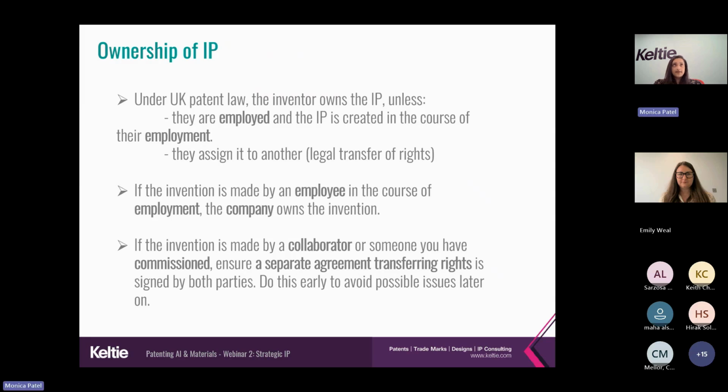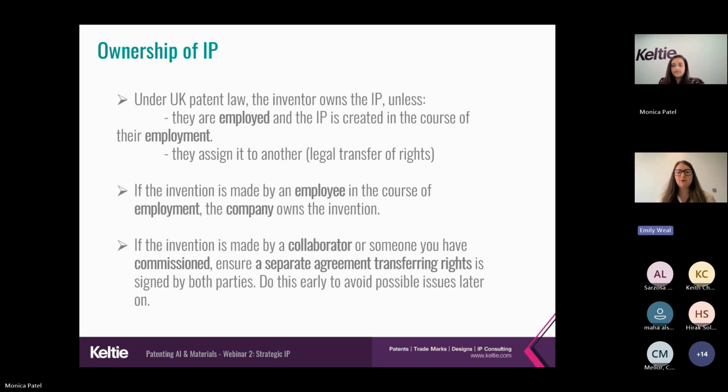I think Emily's going to pick up to talk about ownership of IP and some common pitfalls in ownership and collaboration. Thanks, Monica. Yeah, so I'm going to talk through the question of who exactly owns a patent or an invention, and why that might make for some complex situations sometimes, and what you can do about that.